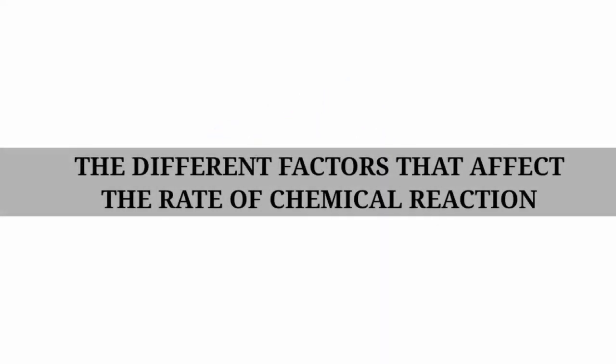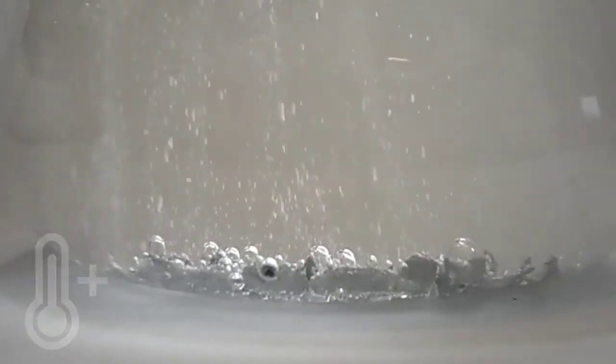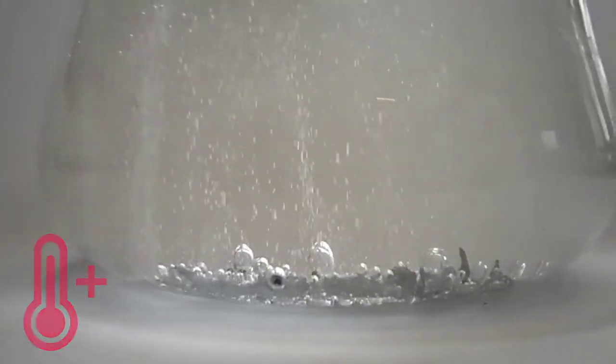The different factors that affect the rate of chemical reaction. Temperature. Some chemical reactions require an appropriate amount of temperature to occur. Some require higher temperature to increase the reaction rate. These conditions can be explained by the collision theory.